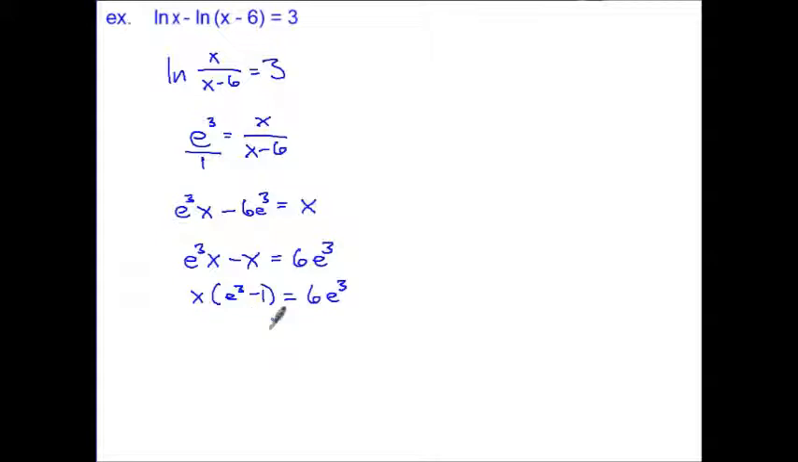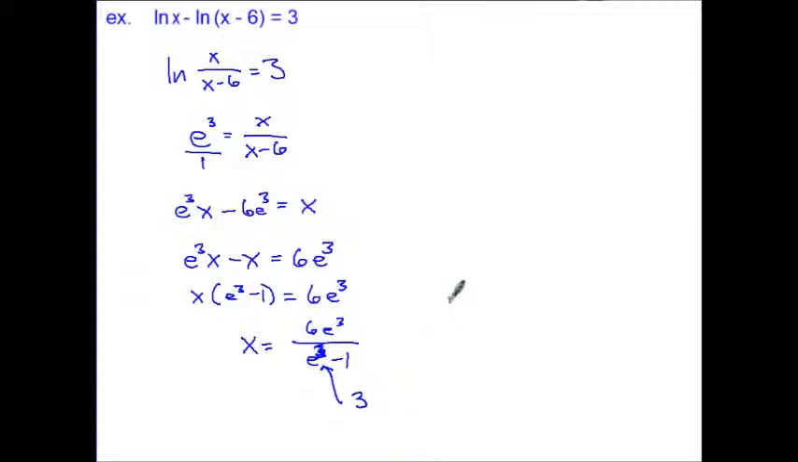And now I can divide off the e to the 3rd minus 1. So I've got x equals 6e to the 3rd over e to the 3rd minus 1. Okay, and now that the x is by itself, this is the time you reach for the calculator. Okay, everybody pretend that's an e. That is in fact one of the droids you're looking for.